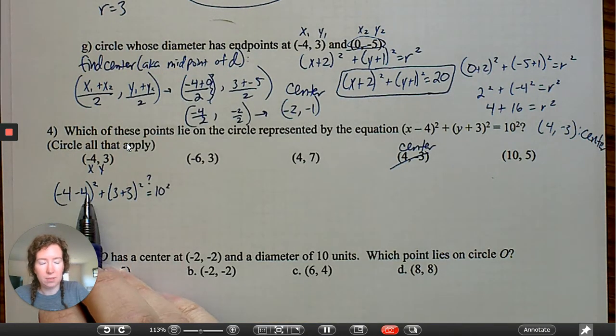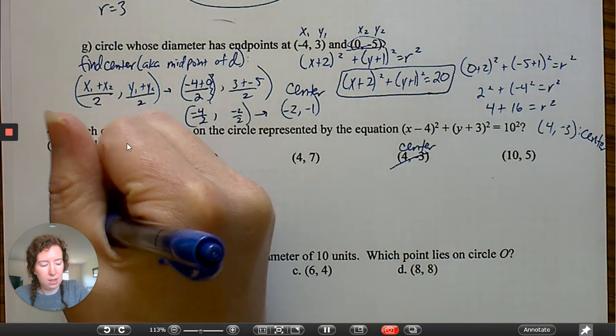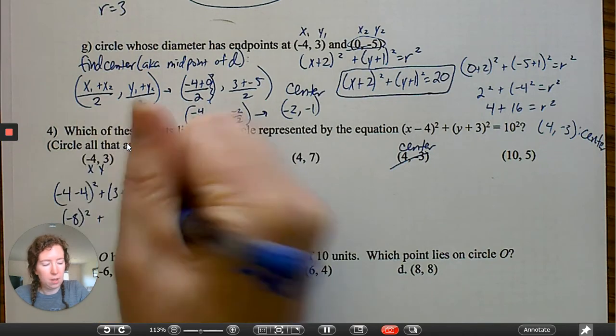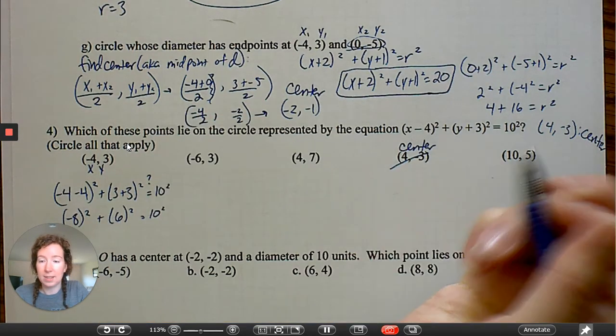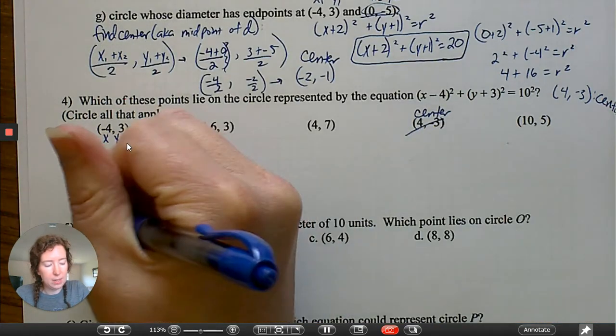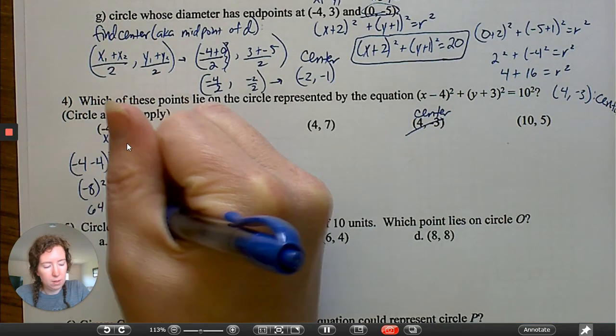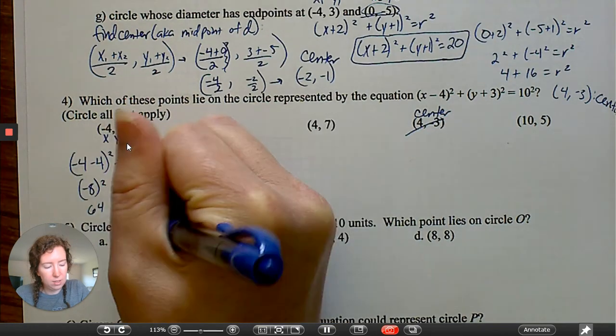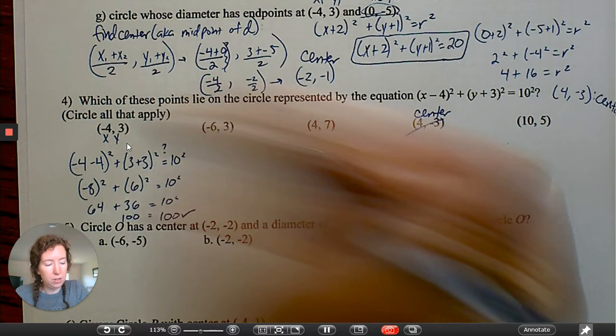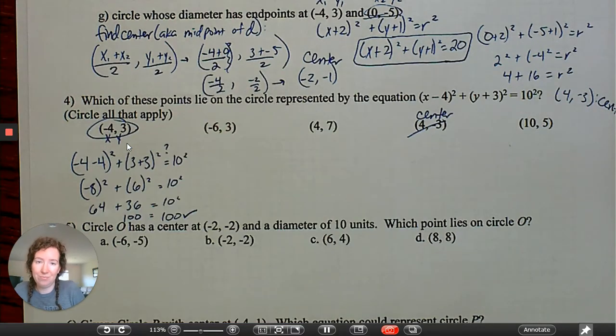-4 minus 4 is like saying -4 plus -4, which is -8 squared. 3 plus 3 is 6 squared. Does that equal 10 squared? -8 times -8 is 64. Plus 36 equals 10 squared. 100 does, in fact, equal 100. Since it's true, it's on there. Now, press pause, do the other 3.